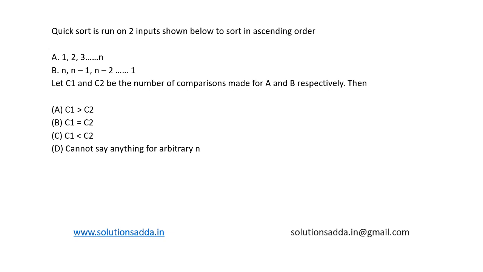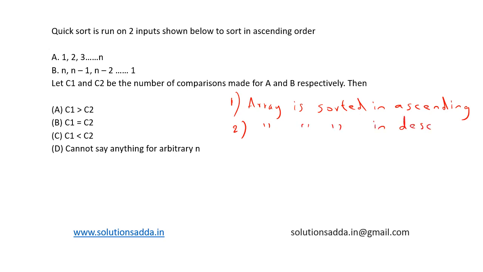So the worst case time complexity for quicksort is based on three conditions. One is array is sorted in ascending. Two, array is sorted in descending. Third one is all elements are identical. In these three cases, the worst case situation for quicksort happens.